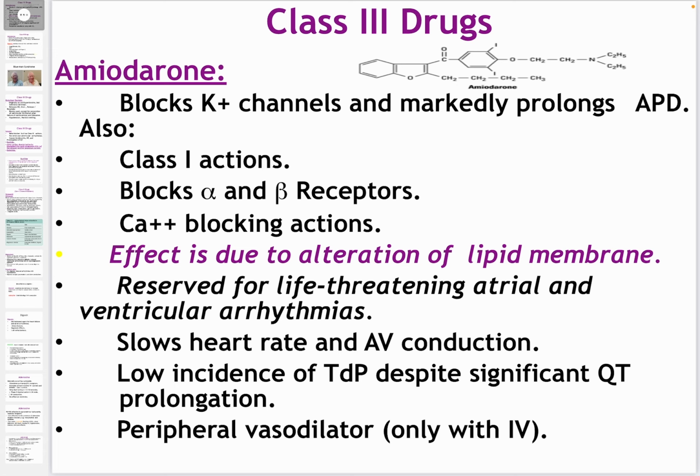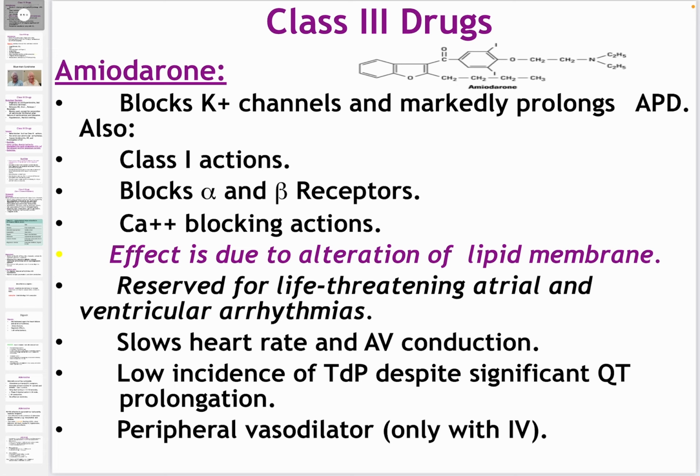Amiodarone is a class 3 drug. What do I mean by class 3? Blocking potassium channel. Even though it belongs to the family of potassium channel blockers, it also has class 1 action. It can also block calcium channels. It also blocks alpha and beta receptors. So it has multiple actions, but the general category or main mechanism of its action is potassium channel blocker.